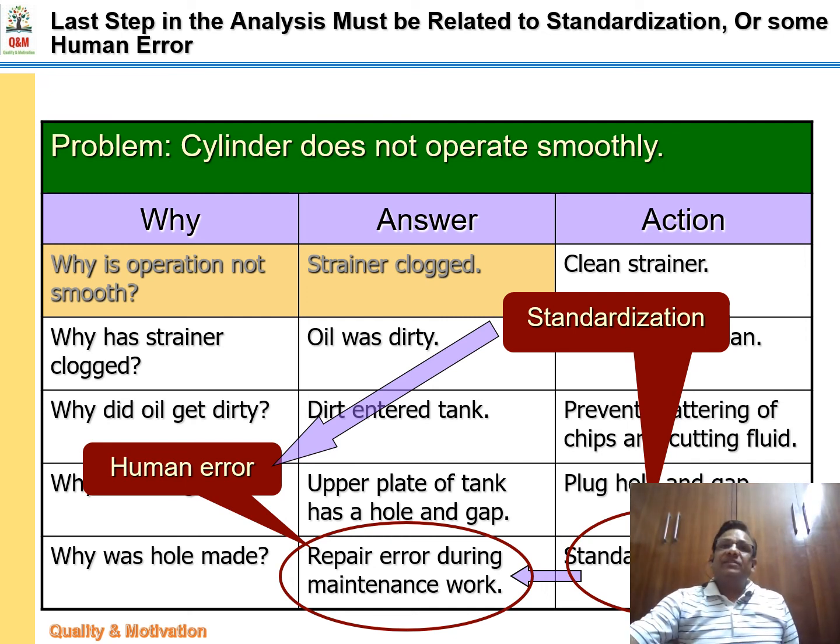A good why analysis always results in finding the permanent corrective action. Permanent corrective action means we have to prevent the reoccurrence of such a problem in the future.